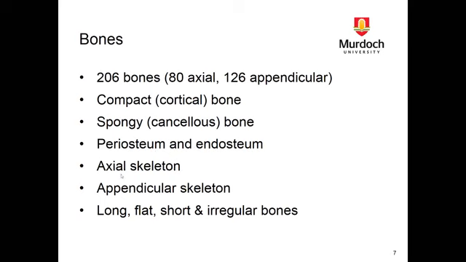We have 206 bones in the body. We start off with about 270 to 300 at birth, and we call them axial or appendicular. So axial is our spinal column, the skull and the thorax, and appendicular is the pelvis and our arms and legs, so upper and lower extremities. We have two types of bone: compact, also called cortical bone, or spongy or cancellous bone, sometimes also called trabecular bone, and we'll discuss that in a bit more detail in a tick.